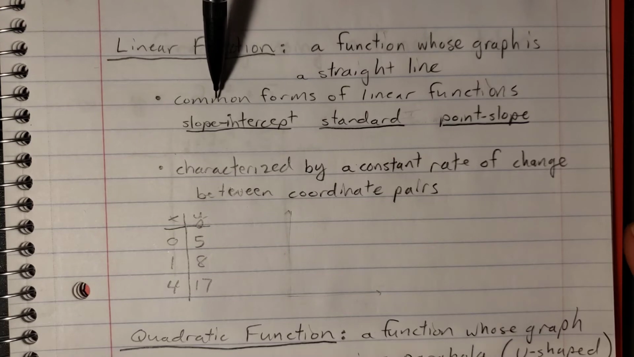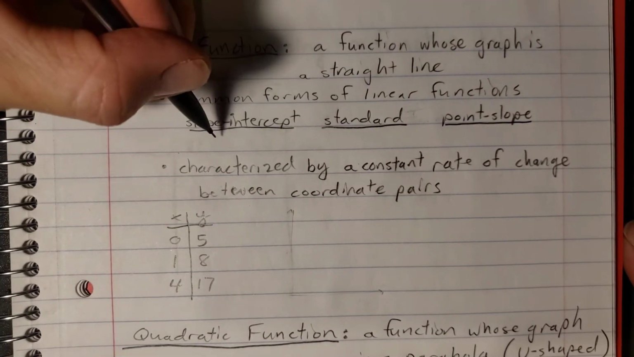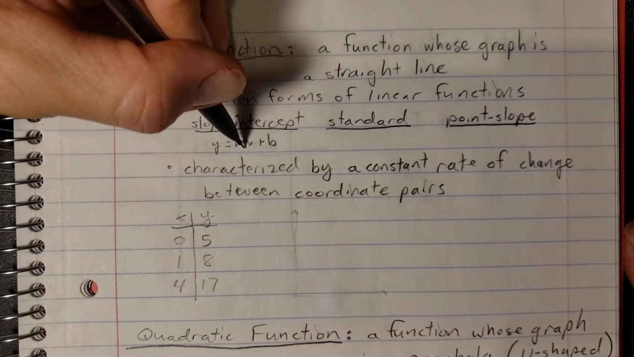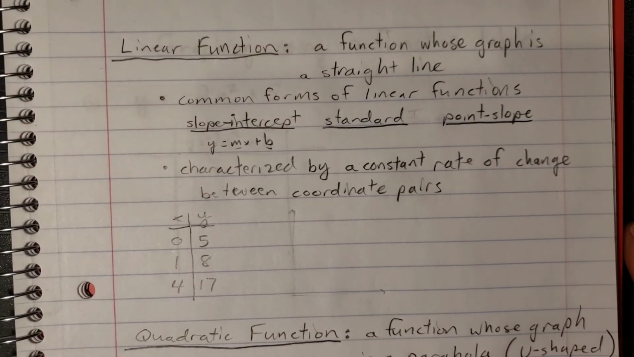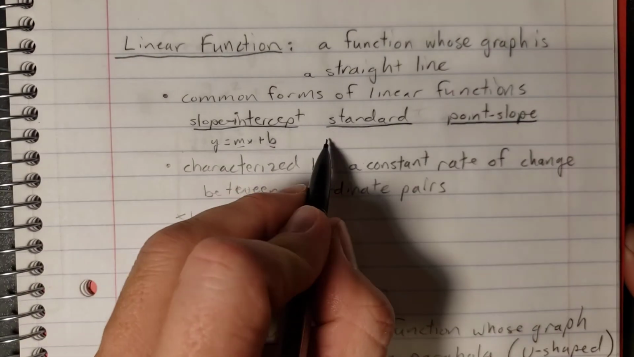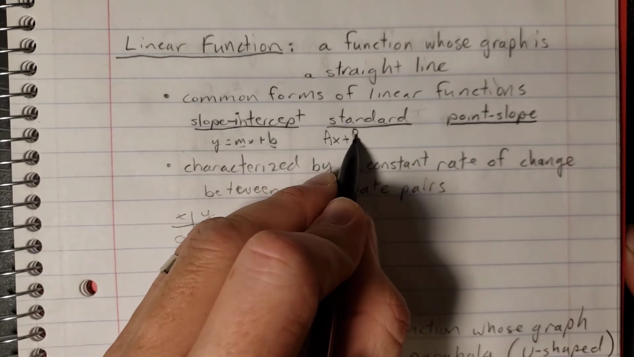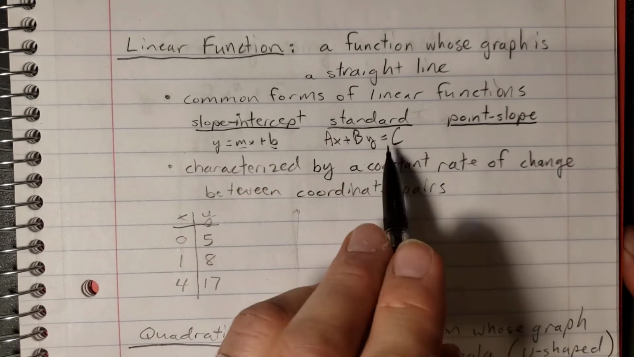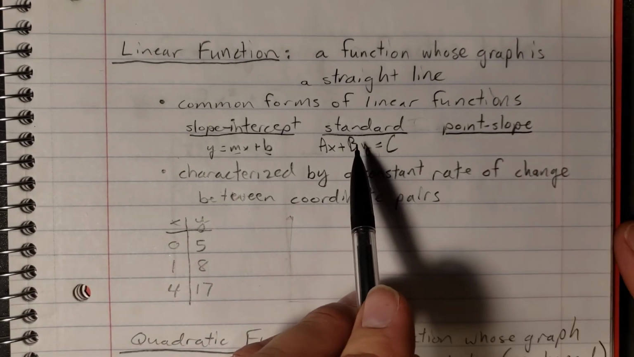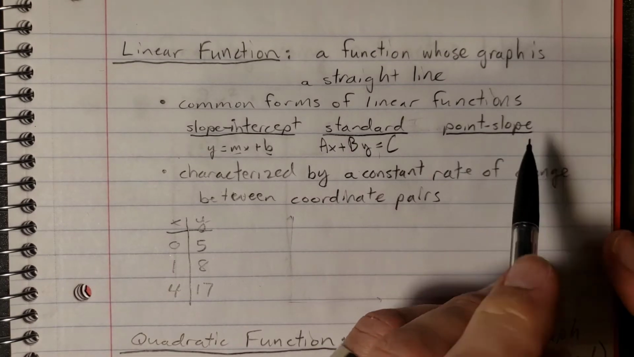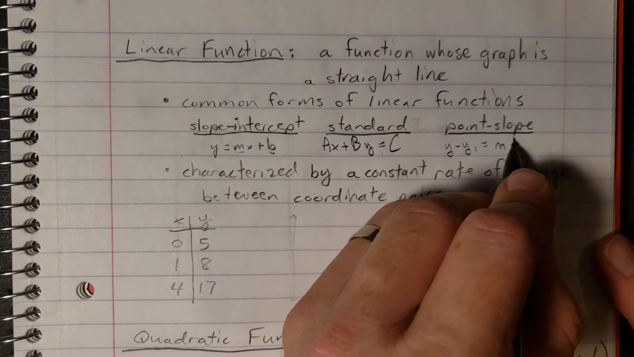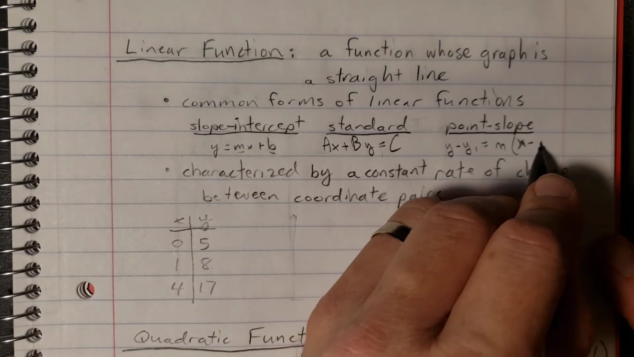So we have common forms of linear functions. We have slope-intercept form, which would be y equals mx plus b. The m would be the slope, and the b would be the y-intercept, or where the line will cross the y-axis. We have standard form, which is ax plus by equals c. That's a helpful form when you're looking for intercepts to graph using the x and y intercepts. And point slope would be y minus y1 equals m times x minus x1.